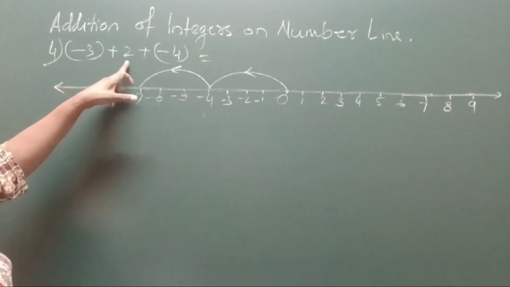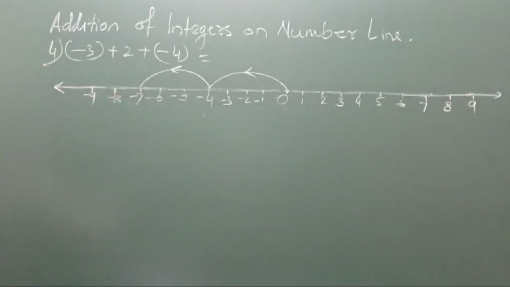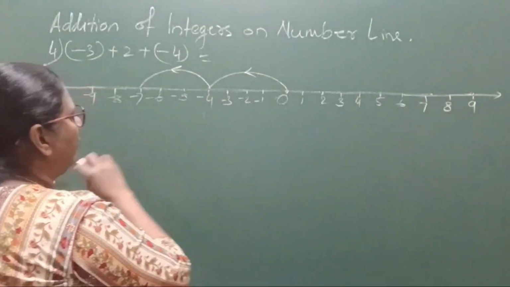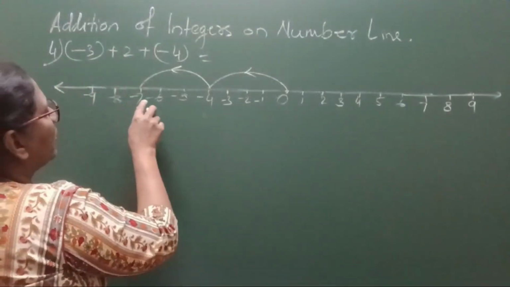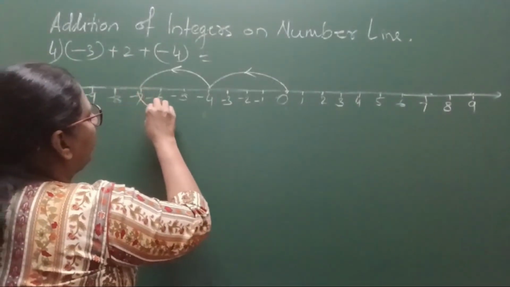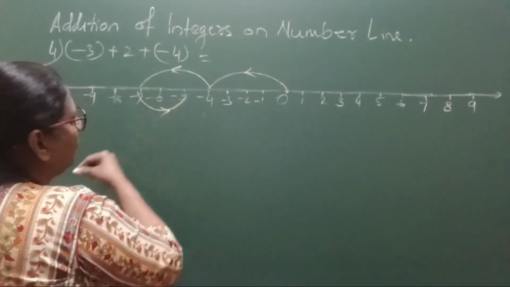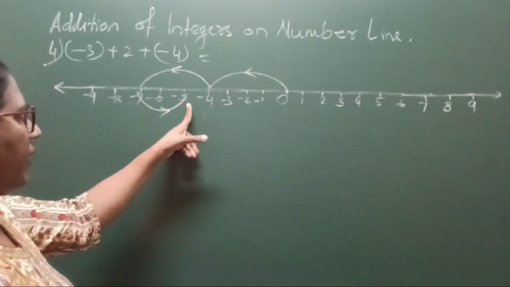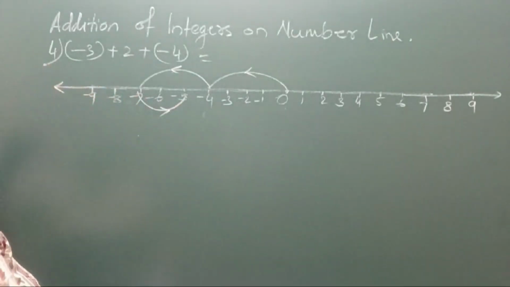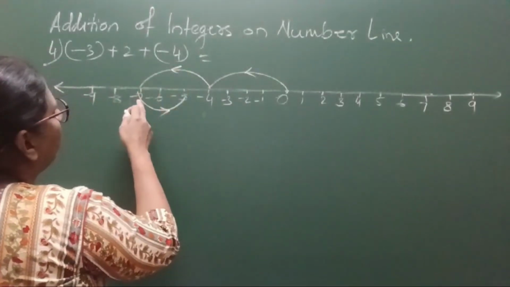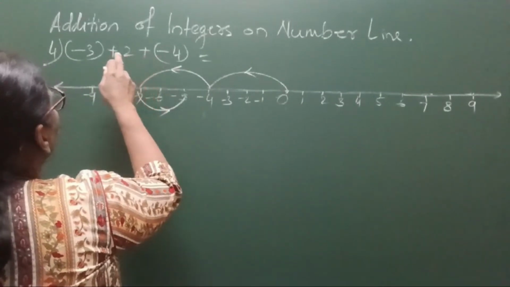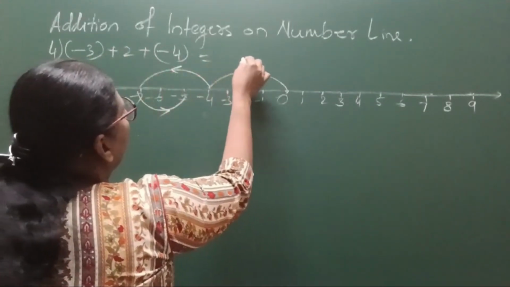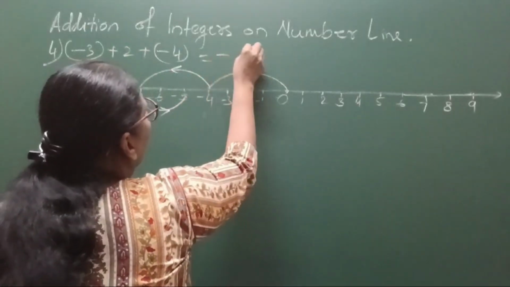Now we have to add 2. That is positive integer. So we will move towards the right. How many units? 2 units. 1, 2. Where it is? On minus 5. So our answer is minus 4 plus minus 3 plus 2 is equal to minus 5.